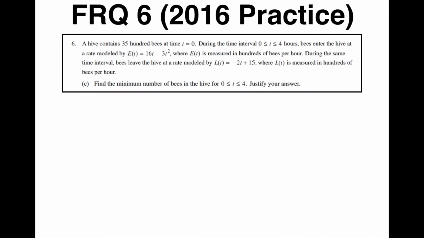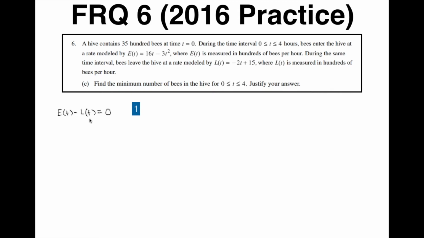Finally, question C, find the minimum number of bees in the hive for t between 0 and 4 and justify your answer. So student A starts by setting this up. And that's correct, and by the way, it's worth 1 point already. There's two ways of really analyzing what this means. The first is just to reflect on what these two rates are. This is the rate of bees that enter, and this is the rate of bees that leave the hive.